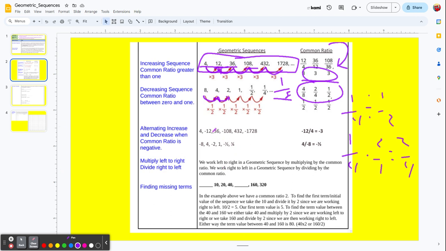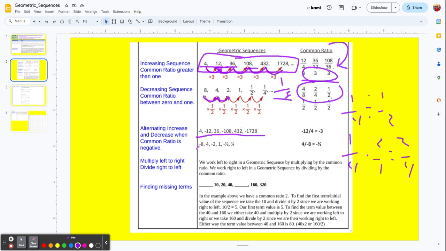Now, special note, you can have a common ratio that is a negative value. So if we took that first sequence up here and we made the common ratio -3 instead of 3, look what happens with our sequence. 4, -12, +36, -108, +432, -1728, and so on.